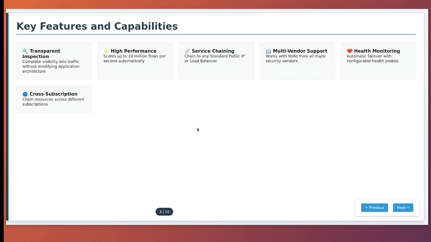Cross-subscription support opens up interesting architectural possibilities. You can have your NVAs in a centralized security subscription and chain GWLBs from multiple application subscriptions. This supports hub and spoke architectures and helps maintain separation of duties between security and application teams.